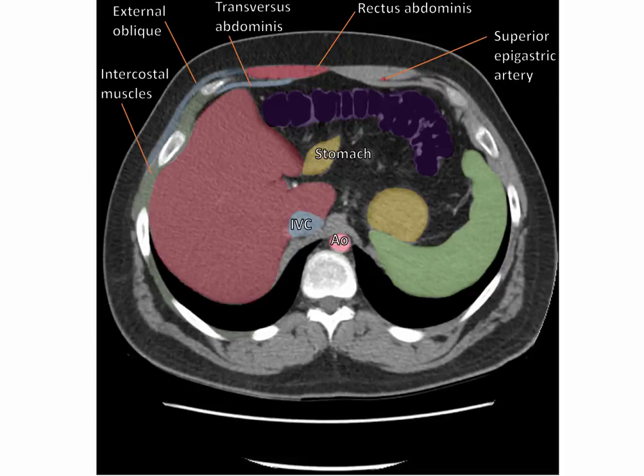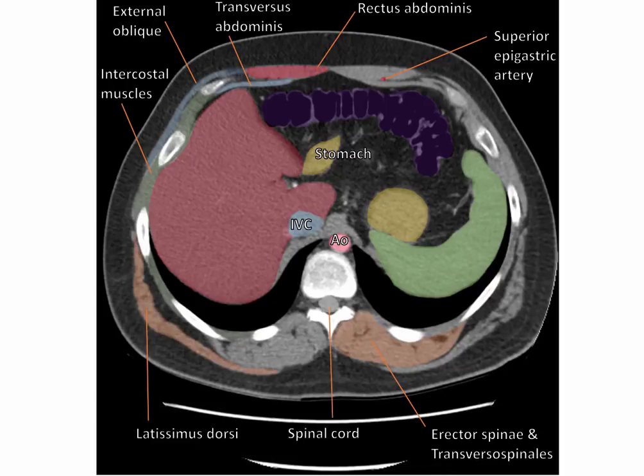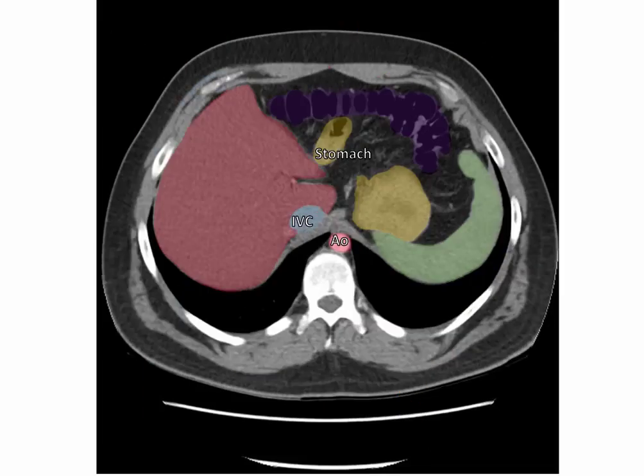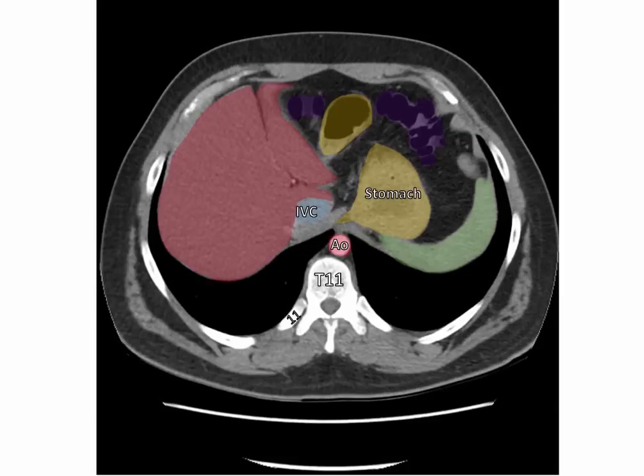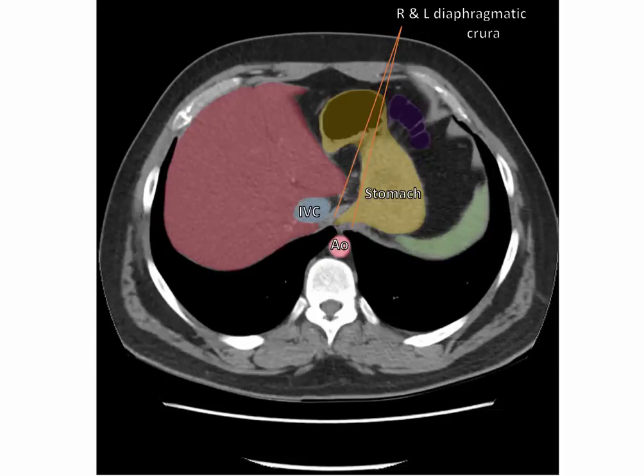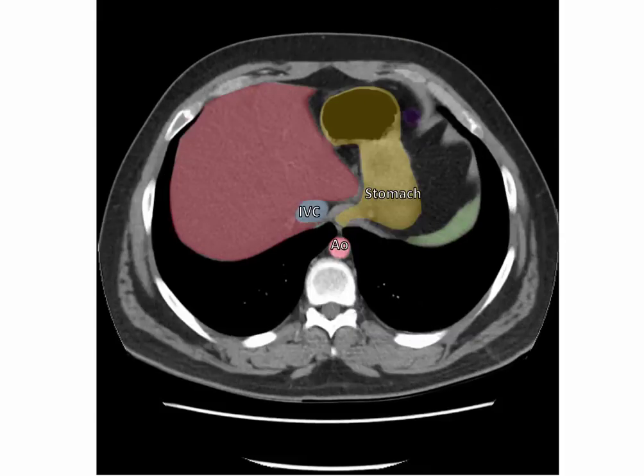Posteriorly, we can see the erector spinae and transversospinalis muscle groups. More laterally, we can also see the latissimus dorsi muscle. Also, we can see the spinal cord traversing the vertebral canal. As we move to vertebral level T11, we can start to see the right and left crura of the diaphragm and how the esophagus is beginning to penetrate the right crus. This is marking our gastroesophageal junction.